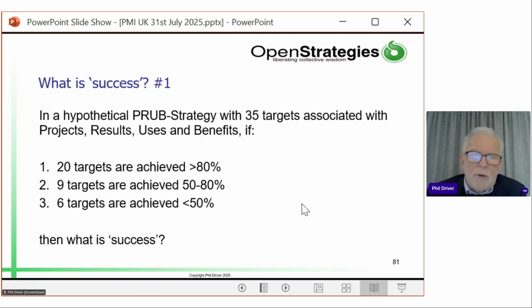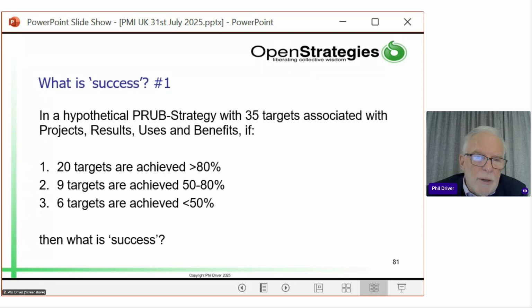Okay, this question about success, I think, is really important. This slide was triggered by a conversation I had with Dave Garrett, who's the senior advisor to the chief exec of PMI over in Maryland. I was saying previously to Dave that if a project result use benefit sequence met all its targets, that was success. And he challenged me on that very, very correctly. And that led me to producing this slide.